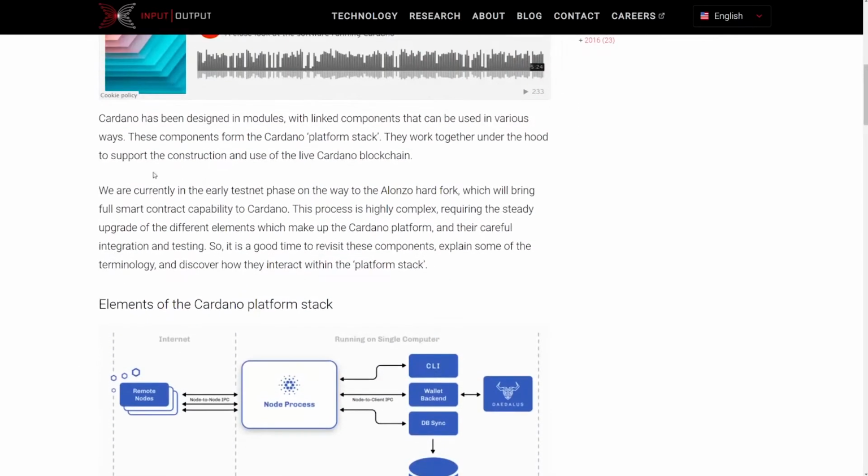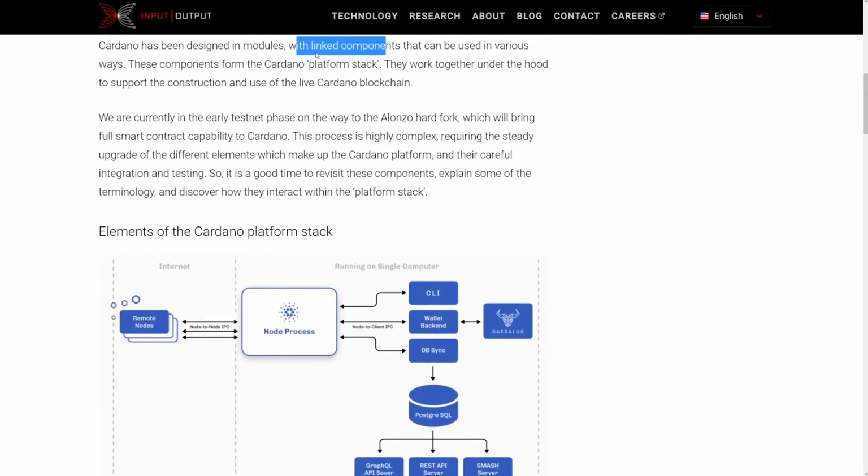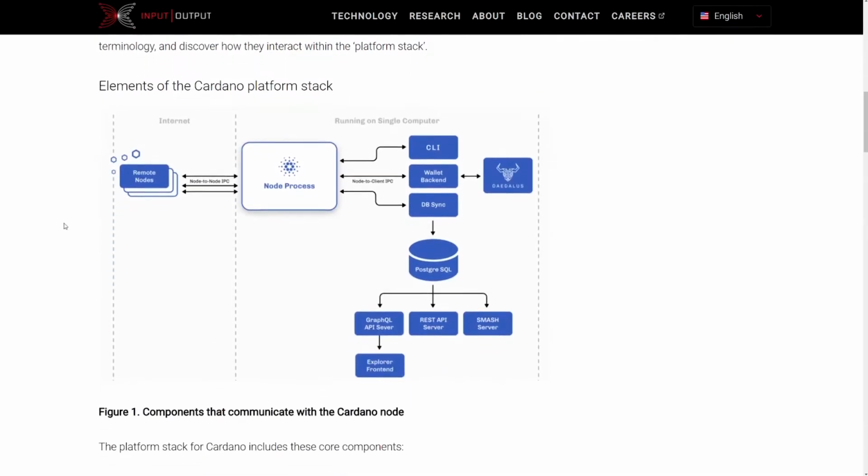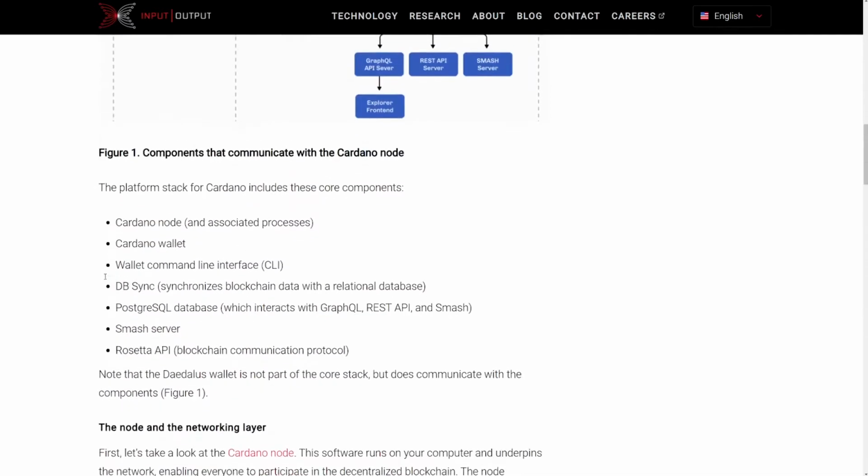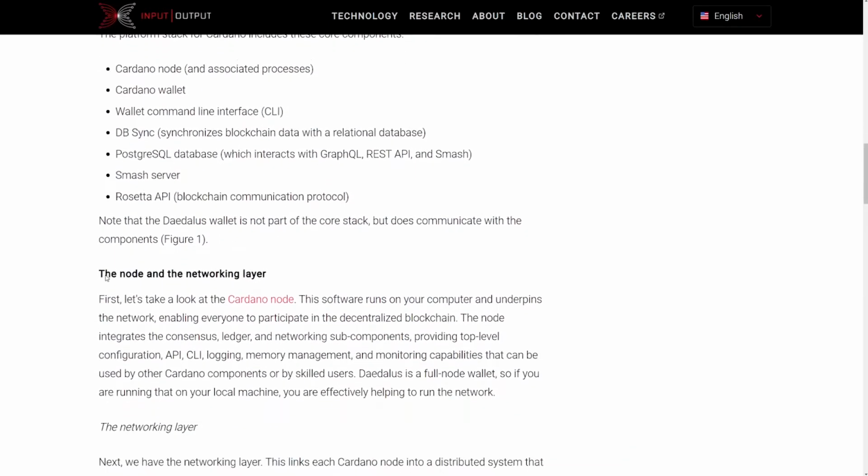So first we can learn that Cardano is designed in modules with linked components. And here on this picture we can take a closer look at these components themselves. So we have the main part, which is the node, the Cardano node, which is connected also to other remote nodes on the internet. But on the particular machine, we have other components which are connected to the node, and also to these components there are other features like the Cardano Daedalus wallet, and then we can look closer at all those layers.